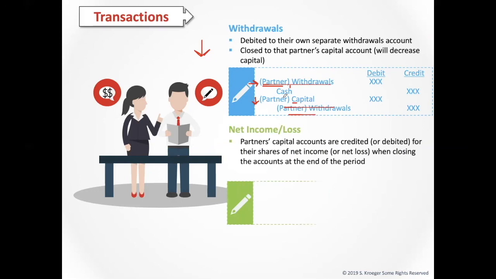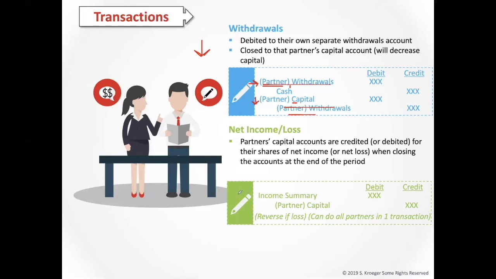Next, we'll discuss net income and loss. This is a topic that we'll be covering for the next few slides. First, I just want to go over the journal entry, then we'll look at the amounts. A partner's capital account will be credited with net income, or it would be debited if there was a loss when closing the accounts out at the end of the period.